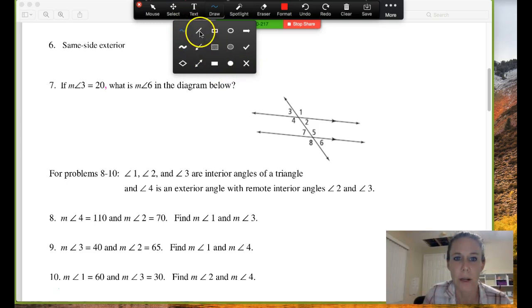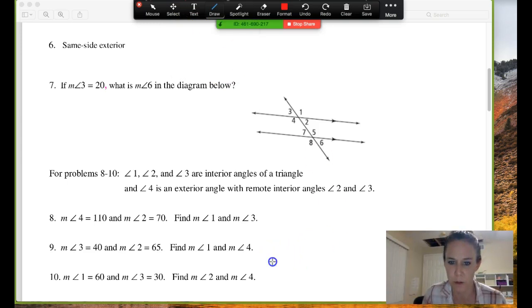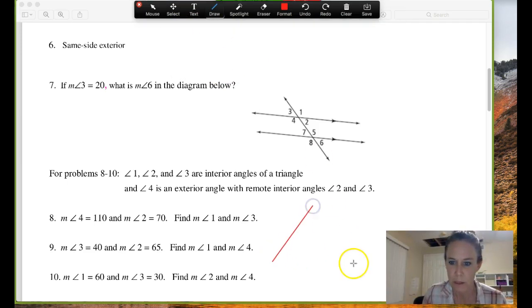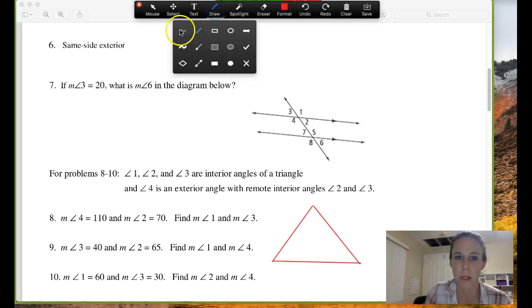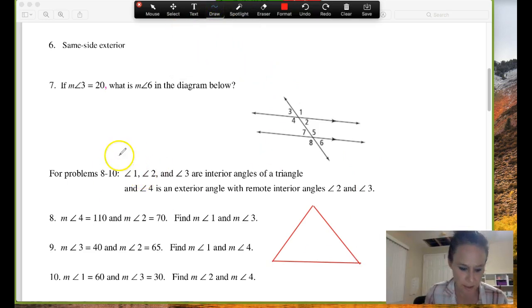I don't have a triangle. I'm going to have to just go ahead and make a triangle. So, here's a triangle. Okay. It looks kind of equilateral, but it's not necessarily.